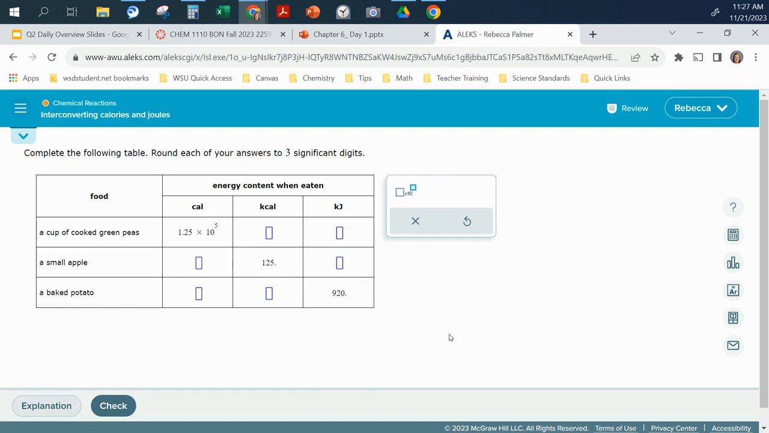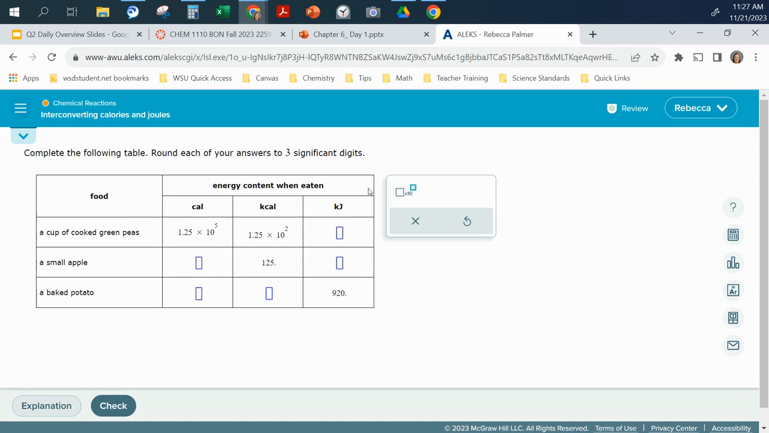Okay, are we okay there? So we're just converting between calories and kilocalories. That's just a difference of 1,000. So same number, 1.25, and then times 10 to the 2. And it has the unit up here on my table, so I don't have to put it after the number.